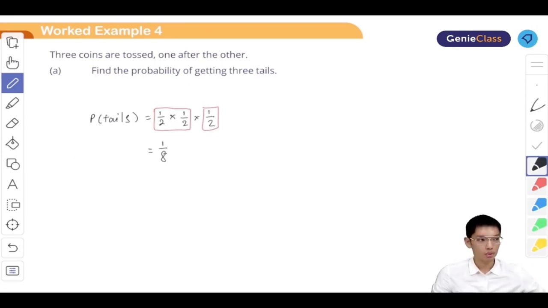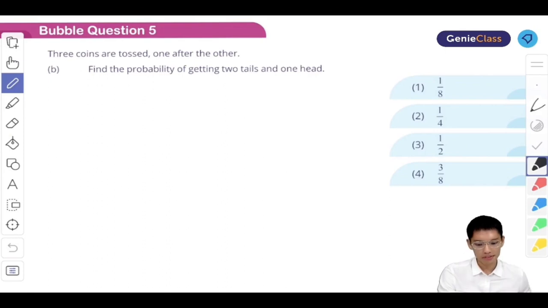All right, so with this notion over here, let's try this example again. This is not as straightforward as you think. Hint, hint, for the next bubble question, number 5. I'm looking at the probability of getting 2 tails and 1 head. Now, is it going to be the same? Hint over here. Counting down in 3, 2, 1, let's go.